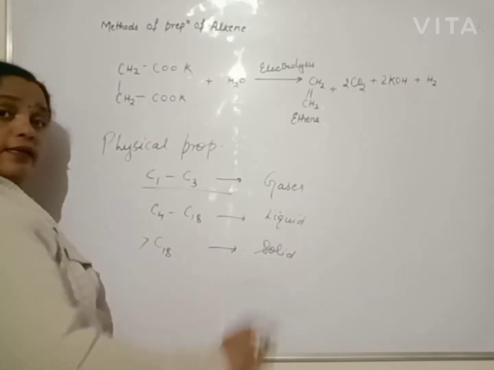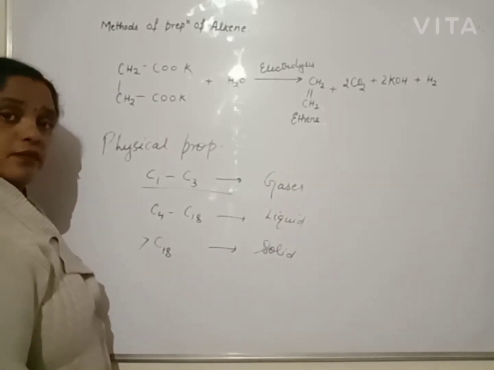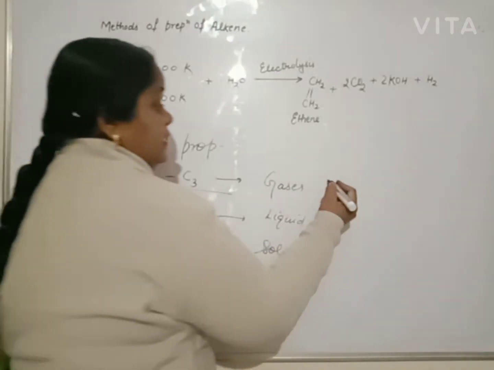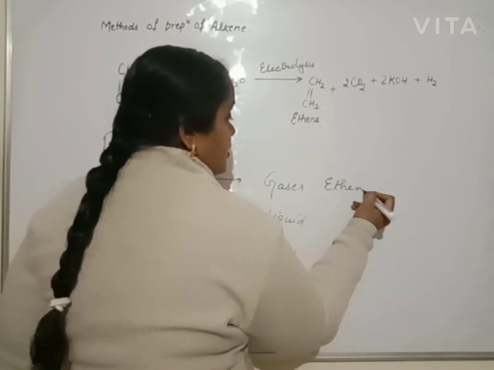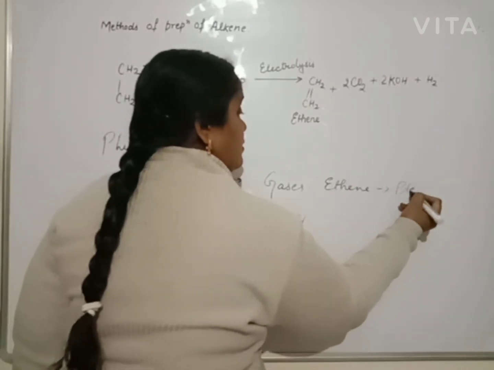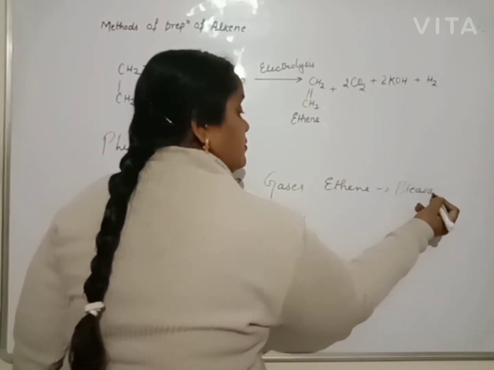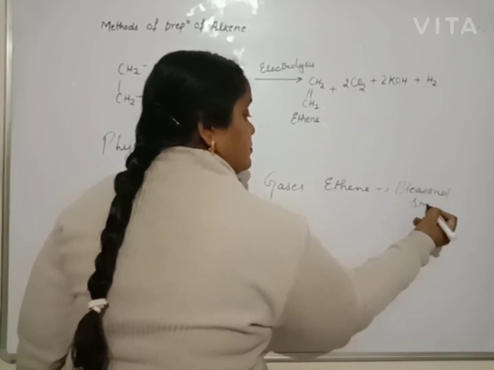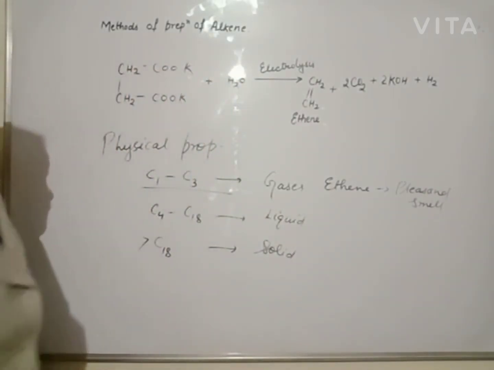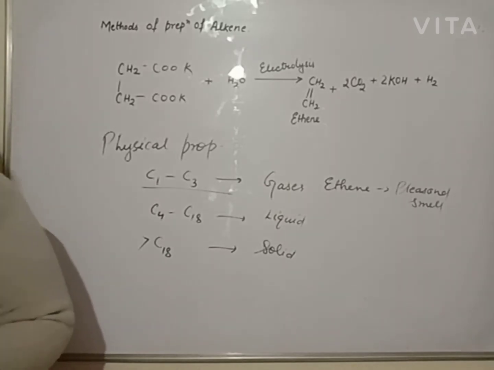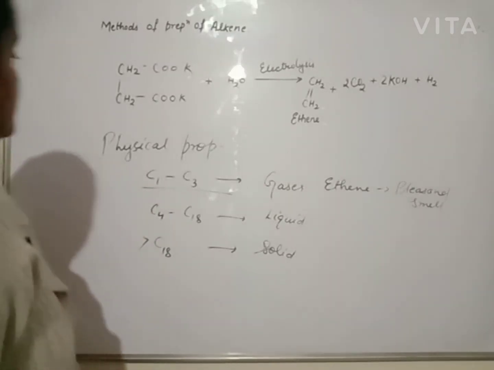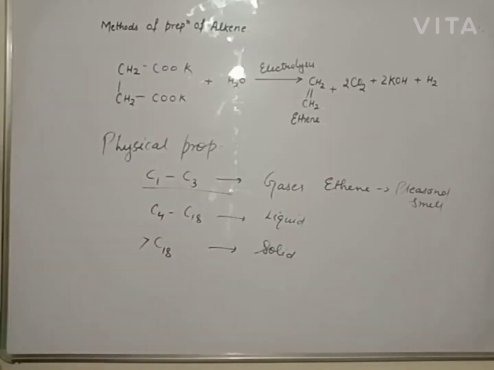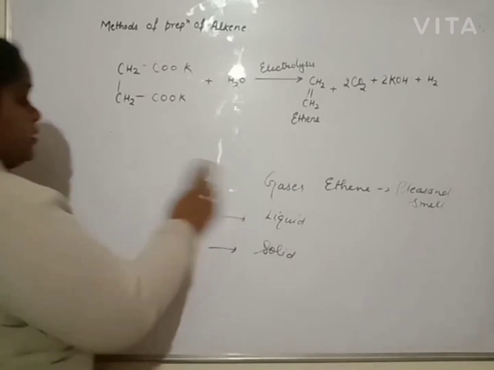Beta, all gases are odorless, colorless, but ethene has pleasant smell. All gases except ethene are colorless, odorless. Now, solubility.